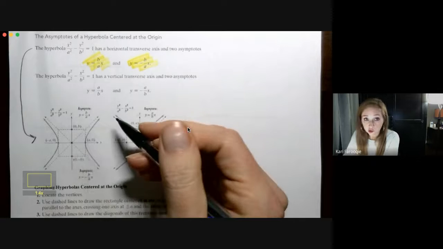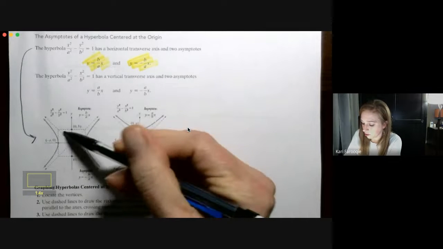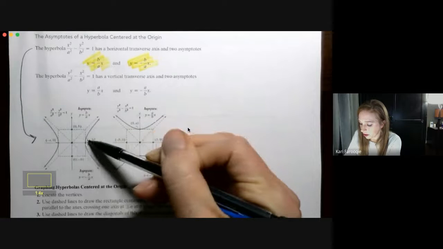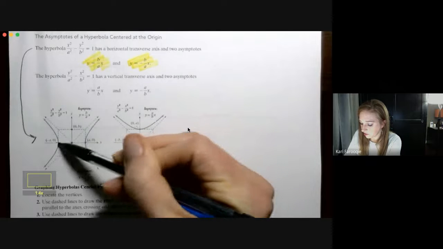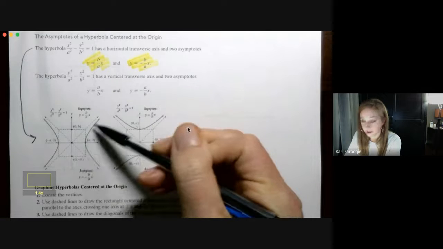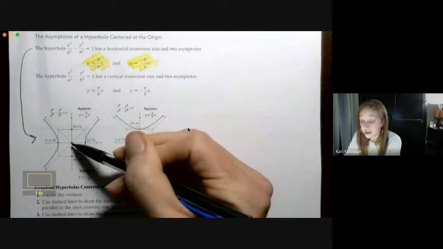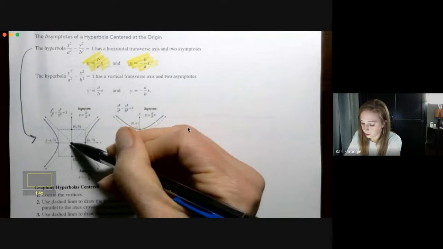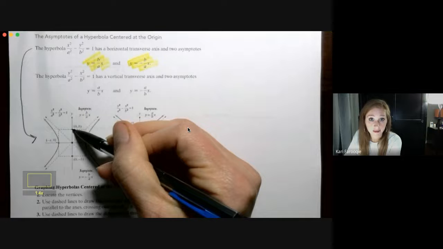So what we're going to do when we graph hyperbolas is we're going to make this little box. We're going to first start out by making these 2 points, these 2 vertex points for our hyperbola that they're going to run through. The next thing we're going to do is we're going to mark points that are dictated by B in the other direction.